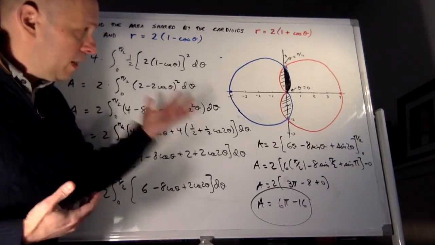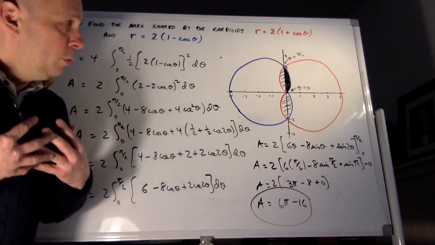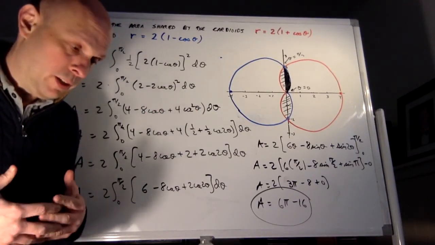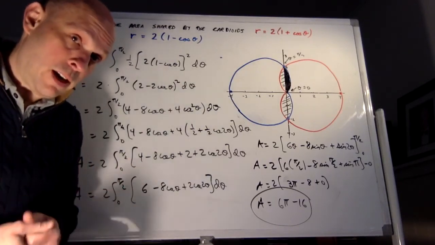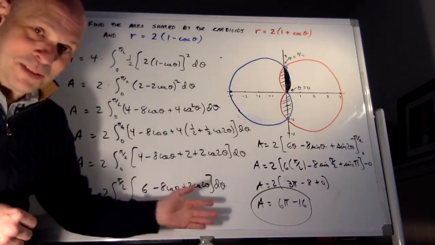So when you make this Valentine's Day card, you can say, we share so much. And when your beloved asks you, well, how much do we share? You say, 6 pi minus 16.